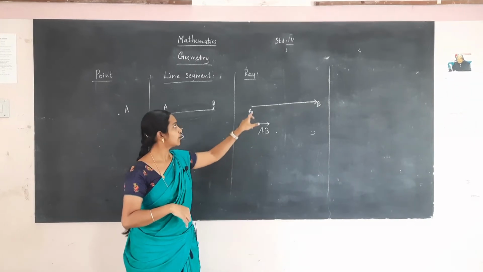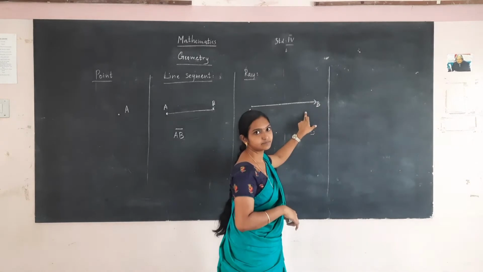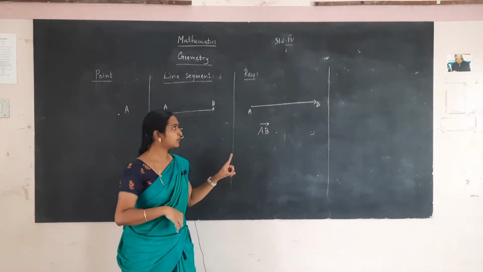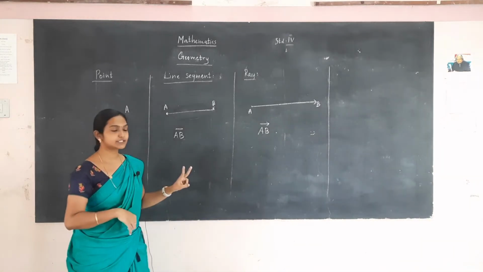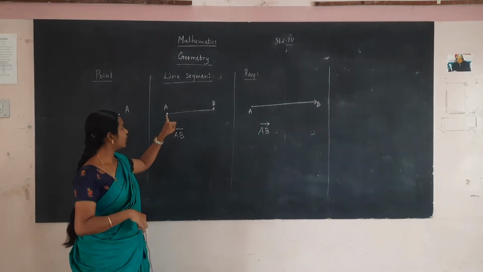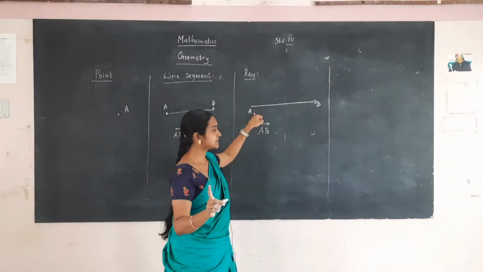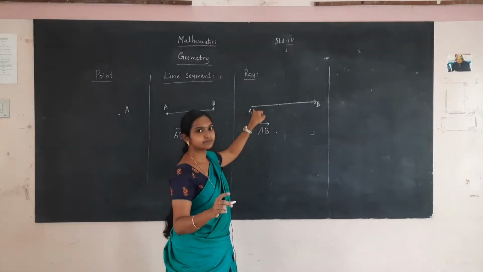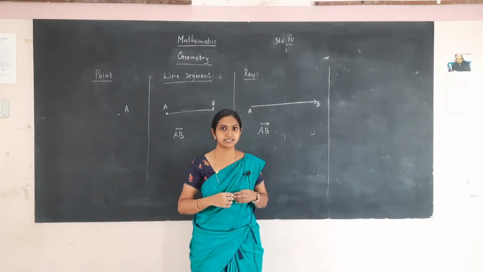For a ray, one point is fixed and the other point goes on. We have one fixed point for a ray, but for a line segment we have two fixed points. The fixed points are point A and point B. For a ray we have only one fixed point, that is point A. The example for ray is a torchlight.